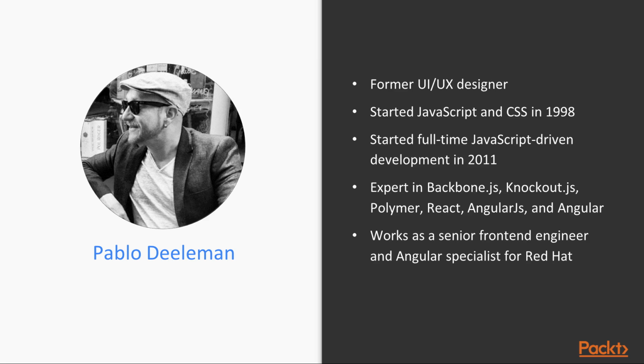With sound expertise in libraries and frameworks such as Backbone.js, Knockout.js, Polymer, React, AngularJS and Angular, Pablo Dillman built his career in a wide range of companies, encompassing internationally acclaimed tube sites, fintech startups and award-winning gaming and gambling sites. He currently works as a senior front-end engineer and Angular specialist for Red Hat, the multinational company providing open-source software products to the enterprise community.